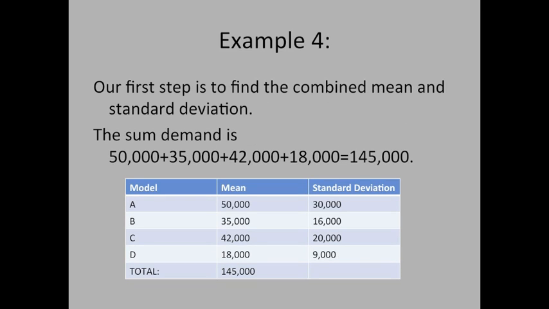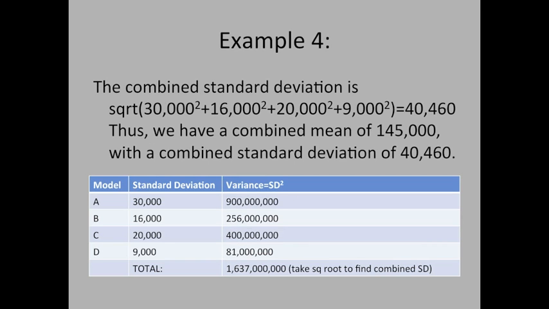The first thing we need to do is find our combined mean and standard deviation. The combined mean is going to be the sum of all four: 50,000 plus 35,000 plus 42,000 plus 18,000 comes to 145,000. With the combined standard deviation, we take the standard deviation of each location, square it, sum it up, and then take the square root of that. Thus, we find that if we combine all of these locations, we have a combined standard deviation of 40,460.